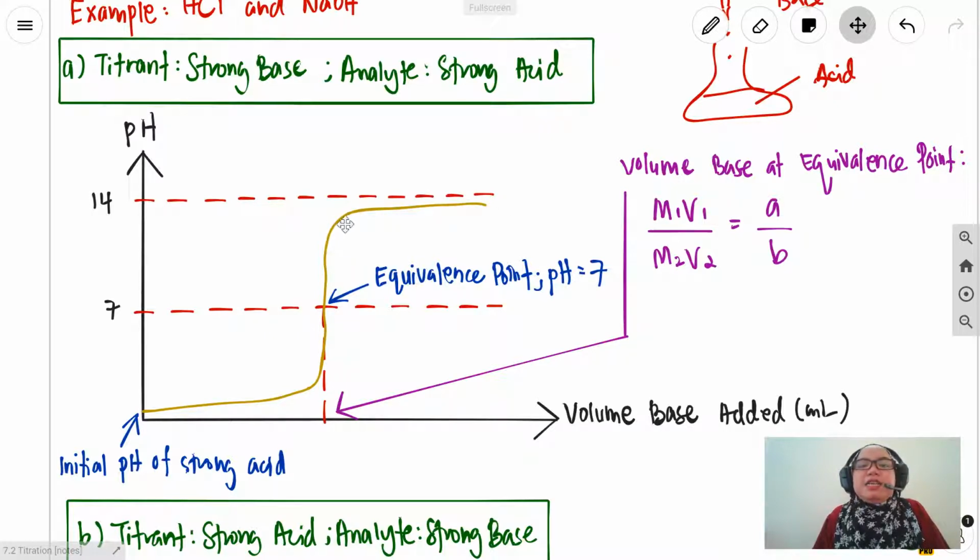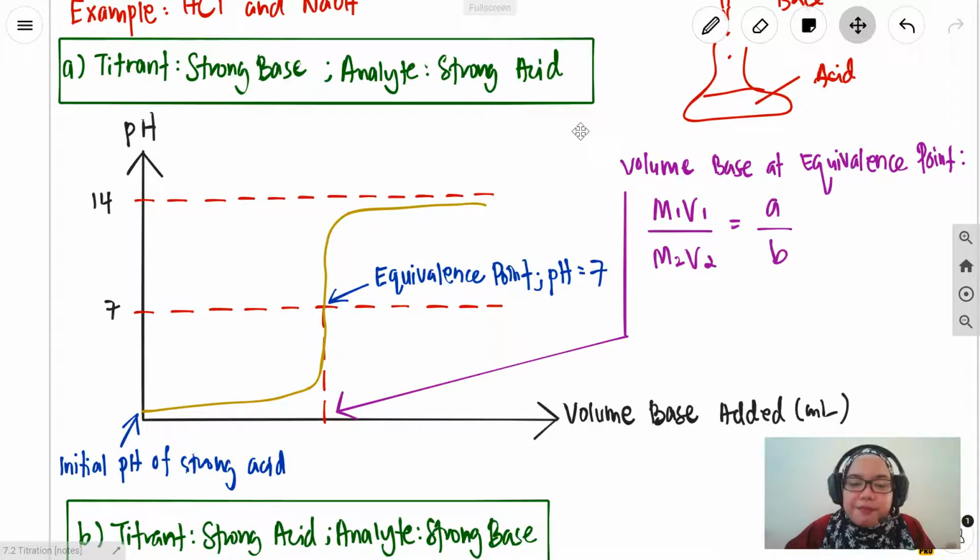Maksudnya kat sini color dia dah berubah. The color punya indicator dah berubah. Maksudnya dia dah fully neutralized. Okay, dah habis dah dia punya neutralization process dia. Okay, so this is how you draw or sketch your titration curve when the titrant is strong base and the analyte is the strong acid. Okay, ni between strong acid and strong base titration lah.